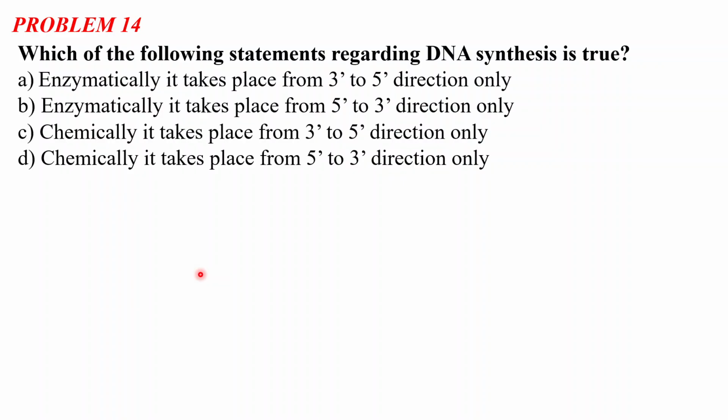Which of the following statements regarding DNA synthesis is true? Number A, enzymatically it takes place from 3' to 5' direction only. Number B, enzymatically it takes place from 5' to 3' direction only. Number C, chemically it takes place from 3' to 5' direction only. And number D, chemically it takes place from 5' to 3' direction only.